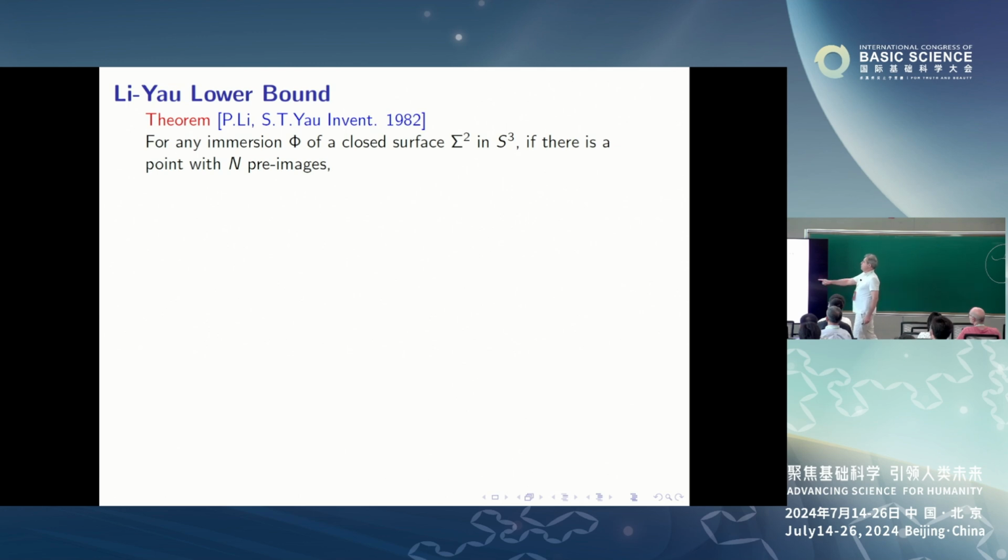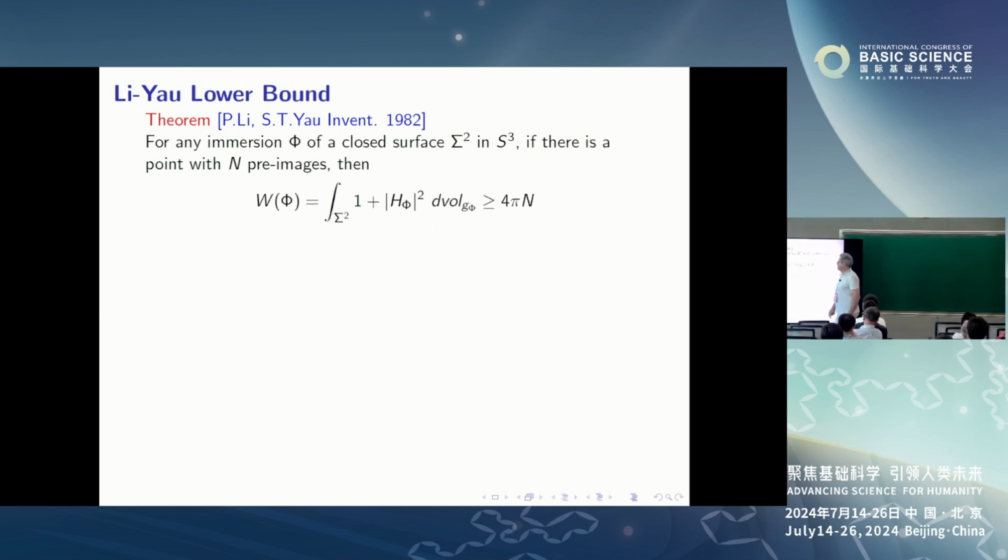So you take the immersion of a closed surface here in S3, and you assume that there is a point with n pre-images through this immersion. So there is a self-intersection n times at a given point. Then what Li and Yau proved is that the lower bound is increased. It is 4 pi times n. So for instance, you can deduce that if the Willmore energy, which is here, is strictly less than 8 pi, the immersion has no self-intersection. So this is an embedding.